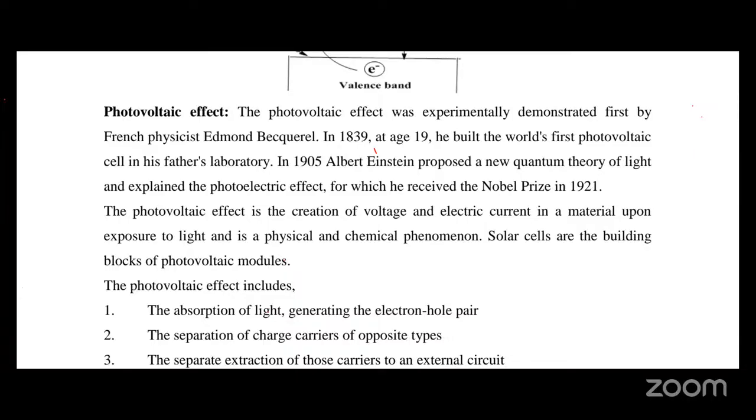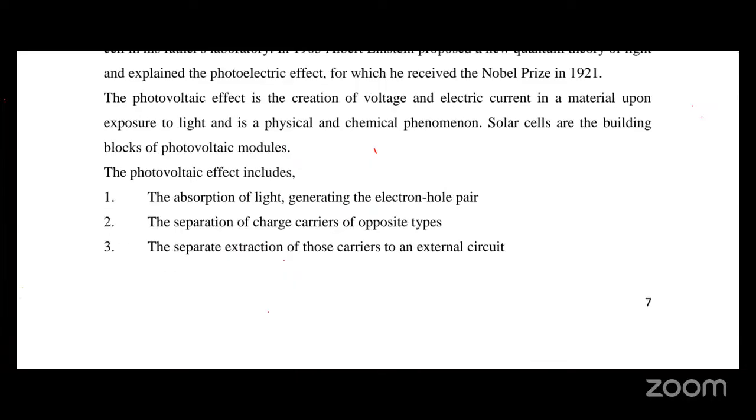The photovoltaic effect includes various properties: absorption of light and generation of electron-hole pairs, and there is a separation of charge carriers of opposite types. If you separate the charge carriers, we can get electrical energy. Then there is the extraction of those carriers to an external circuit. So these are the processes included in the photovoltaic effect.